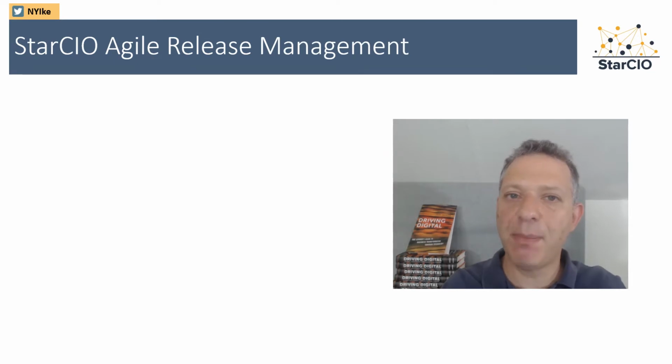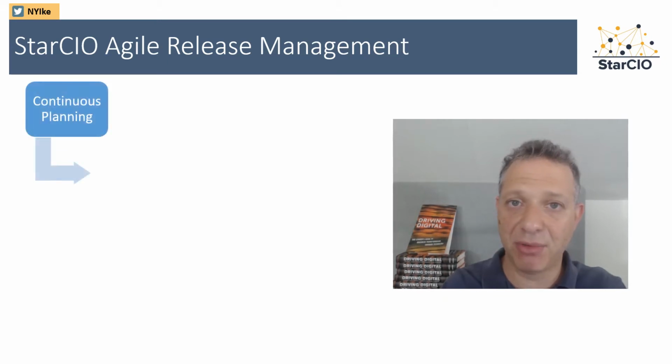So we're going to talk about the technical lead's role in the scope of completing a release. I'm going to share with you elements of StarCIO's Agile release management process, and it starts with planning the release. Now, planning doesn't happen once, it's happening continuously. We are always working on filling in new epics and features and stories and filling our backlog up so that we can do more work in the future.